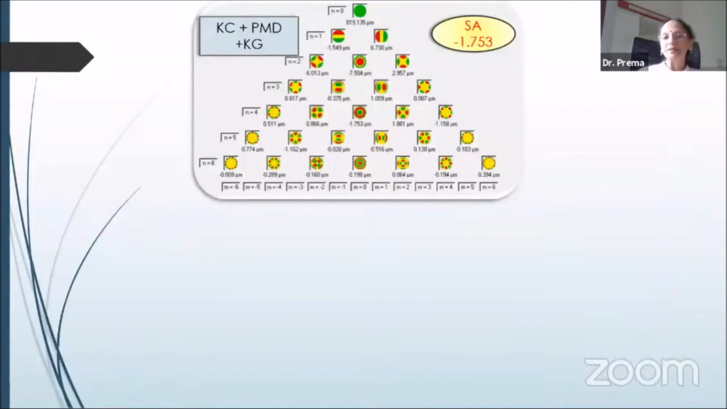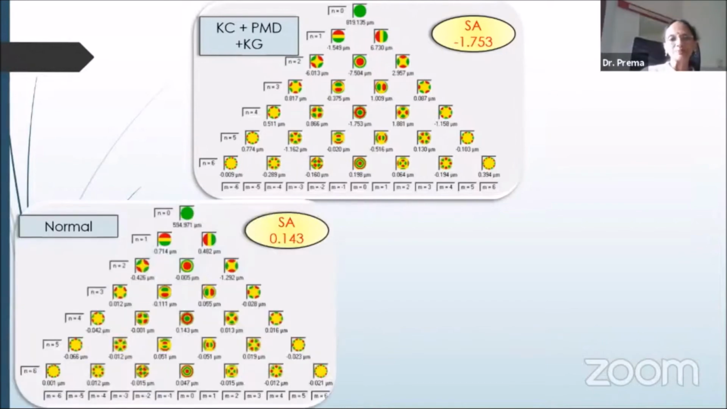Now, again, the aberration display is very useful. We can make out that when 3 ectasias are together, obviously this cornea is highly aberrated. And you notice that the higher order aberrations, even up to the 6th level, are unusually high. But what is interesting in this combination is what it does to the spherical aberrations. The keratoconus tends to create a negative spherical aberration. The PMD tends to create a positive spherical aberration, and they to some extent compensate for each other.